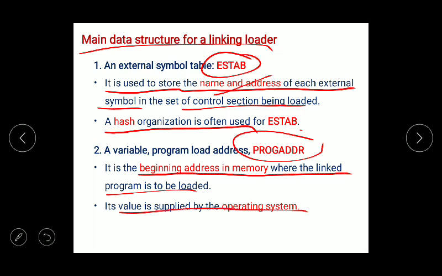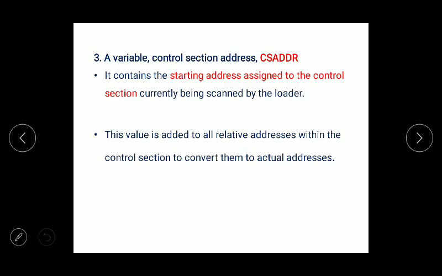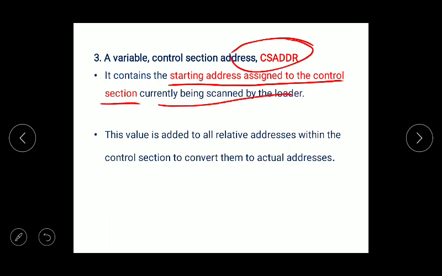So the operating system will be aware of the free part of the memory where the next program is to be loaded. So the beginning address in the memory where the linked program is to be loaded is given by the operating system. Then the third data structure is called CSADDR. It contains the starting address assigned to the control section currently being scanned by the loader. If we have two or more control sections, then CSADDR gives the starting address of that particular control section.